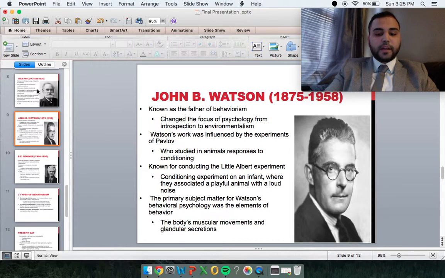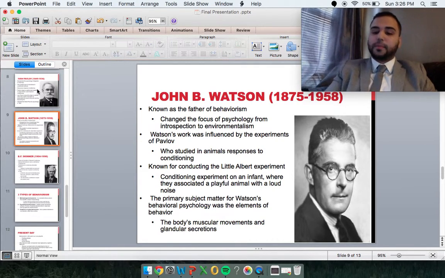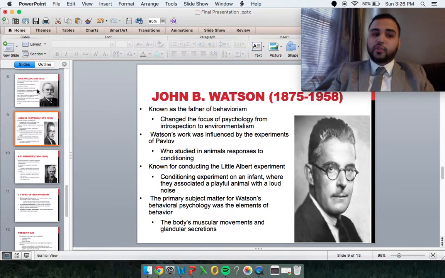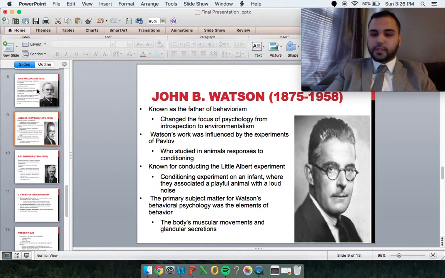The primary subject matter for Watson's behavior psychology was the element of behavior, the body's muscular movement and glandular secretions. So he felt that was a human being's true feelings or thoughts towards something, or towards a stimulus. He felt that's why it was better to study behaviorism, because your body automatically associates one stimulus to another. It's not like a mental process where you could just erase and switch it up completely. Your body is already used to this, so it shows more truth within the study.